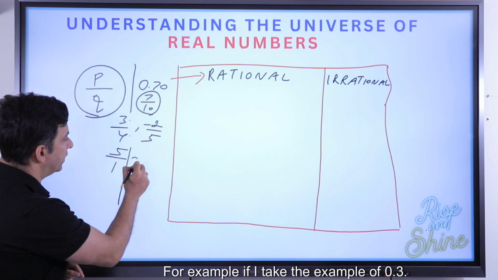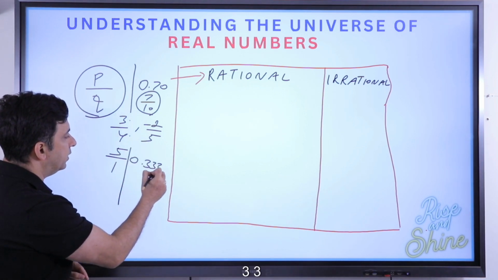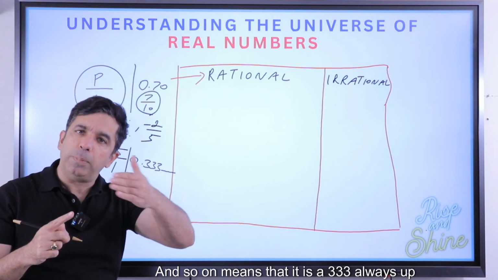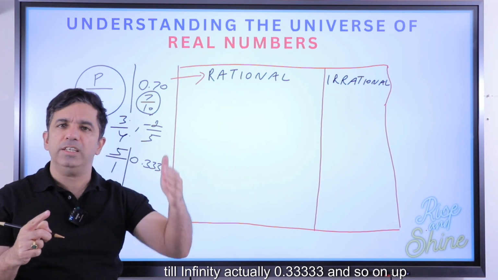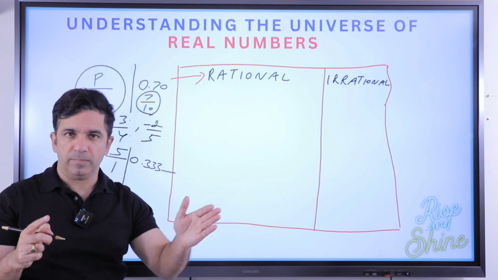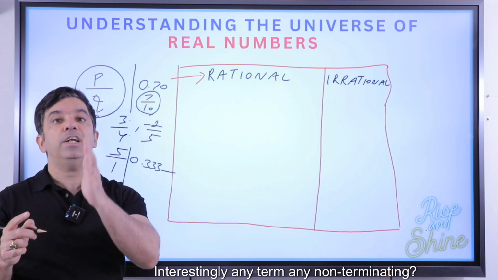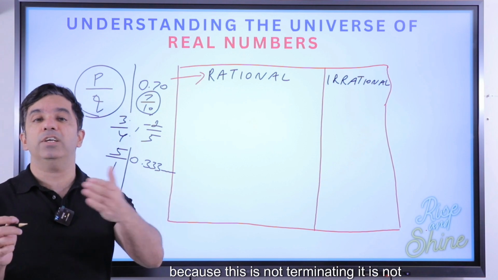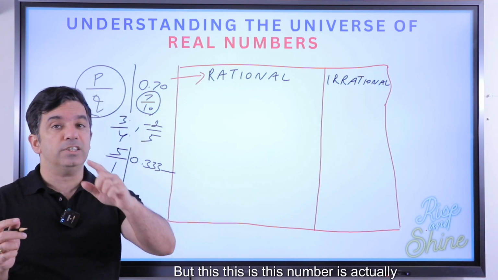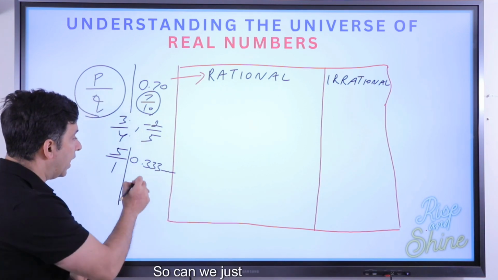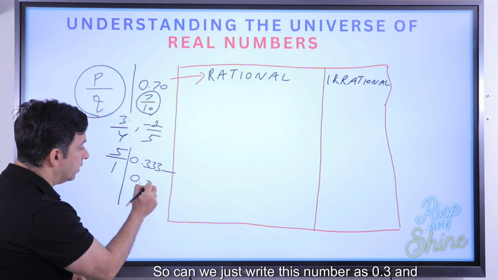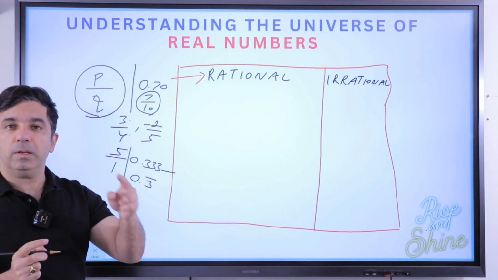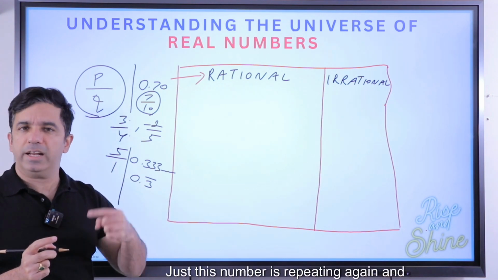For example, if I take the example of 0.333 and so on. And so on means that it is 333 always, up till infinity. 0.3333 and so on, up till infinity. Interestingly, this is a non-terminating decimal because it is not terminating, it is not ending. But this number is actually reoccurring. So can we just write this number as 0.3 with a bar over it, where this simply represents that this number is repeating again and again.